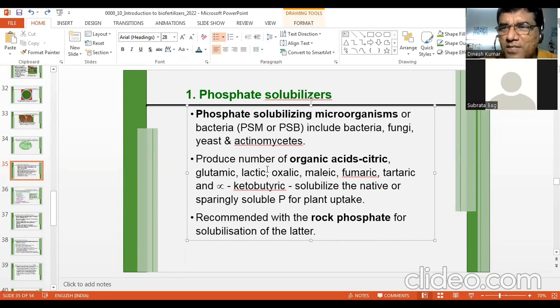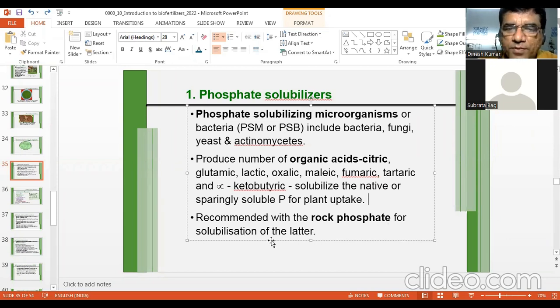How do they solubilize phosphorus? They produce a number of organic acids like citric acid, glutamic acid, lactic acid. You can go through it and solubilize the native or sparingly soluble phosphorus for plant uptake. So these acids produced by these microbes solubilize the inorganically fixed phosphorus. They are not solubilizing or decomposing the organic phosphorus, but they are solubilizing the sparingly soluble P for plant uptake, that is inorganic phosphorus.